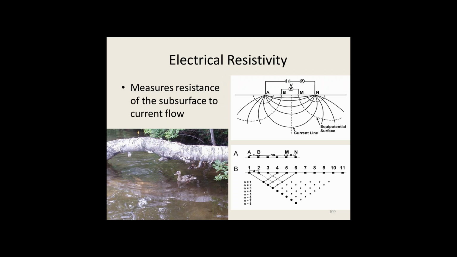And again, the way this works is the further the current electrodes are, the deeper you get into the ground. And the closer together, the more shallow you get into the ground. So if you want to go deeper, you move them apart. If you want to get shallower, you move them closer together. The nice thing about these systems is that because you have this cable spread out, you can get deep and shallow, depending on the electrode spacing, all in one shot. So that's what's going on here.